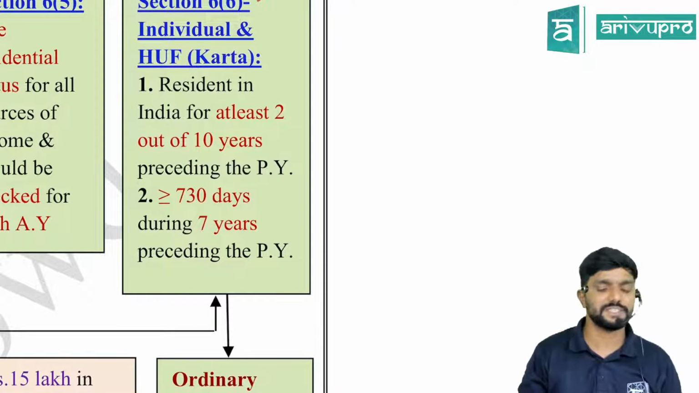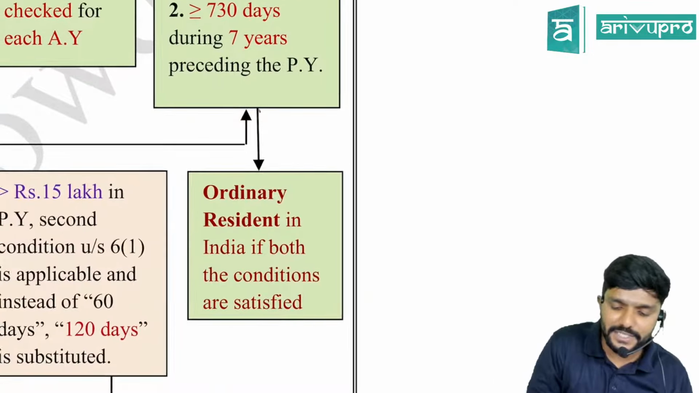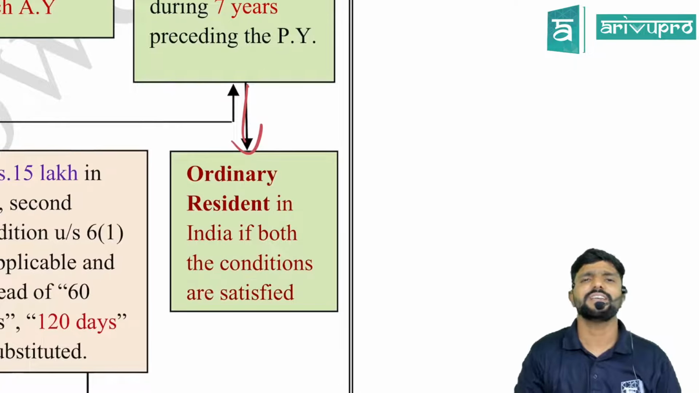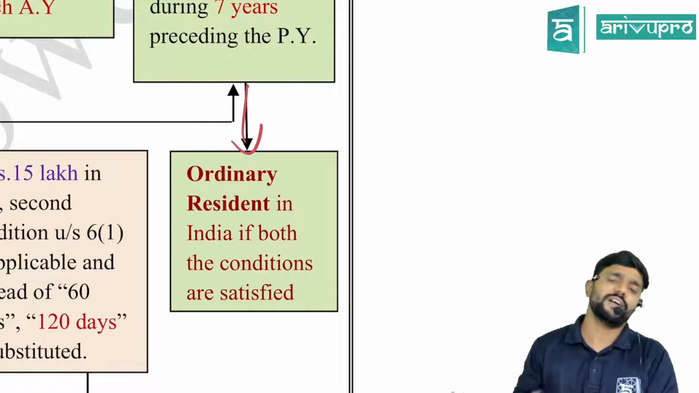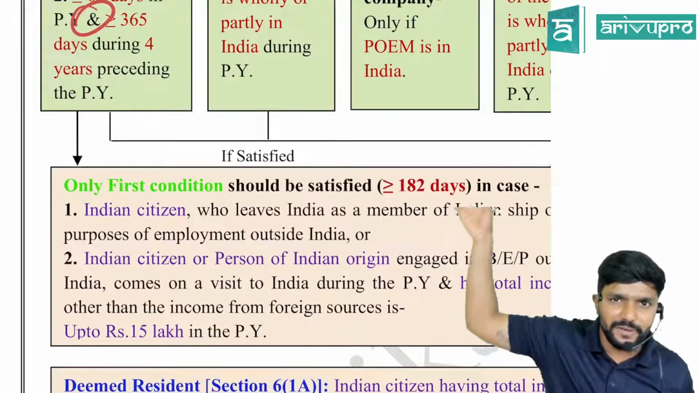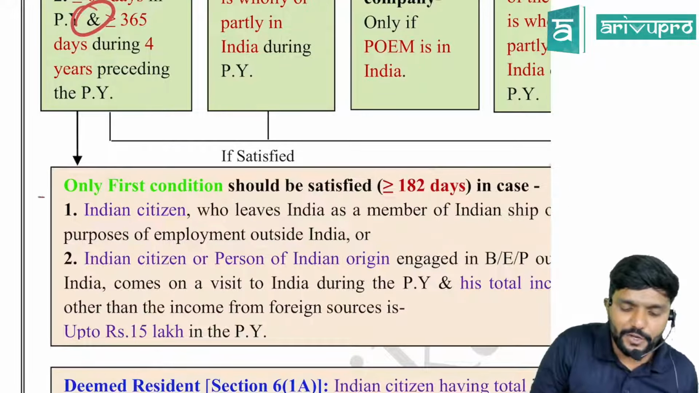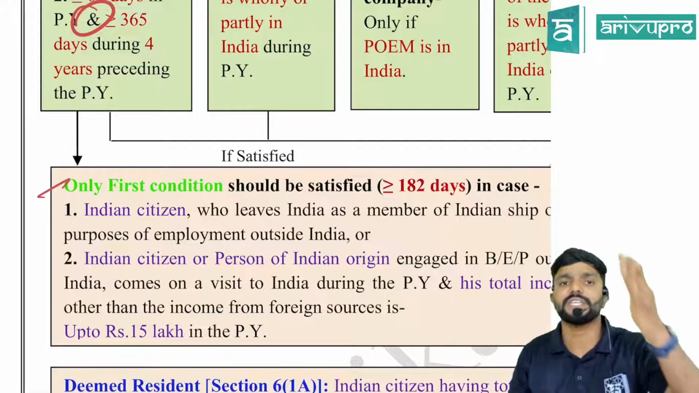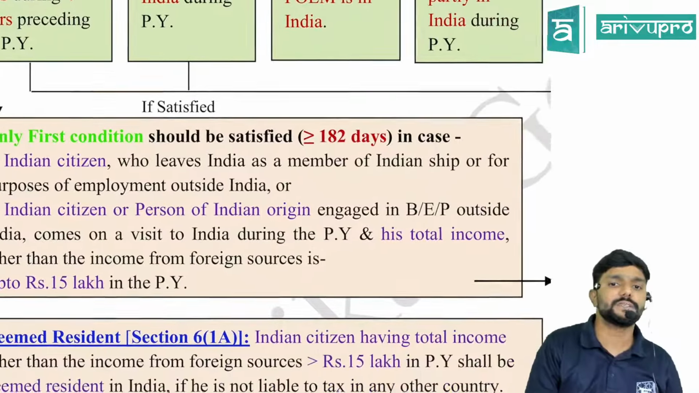Preceding the previous year. Only if both the conditions are satisfied, what do you become? Ordinary. If not, what? Not ordinary. Okay, sir. But if satisfied, we will go to 6.6. But in the following two cases, only the first condition has to be satisfied. That is 182 days or more.